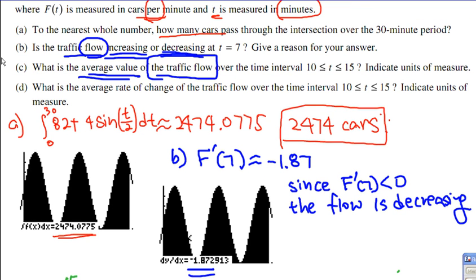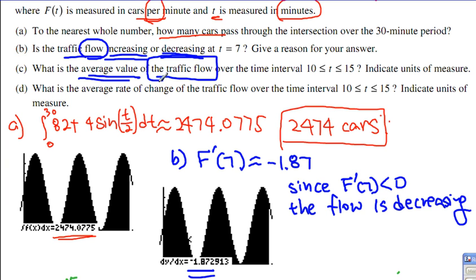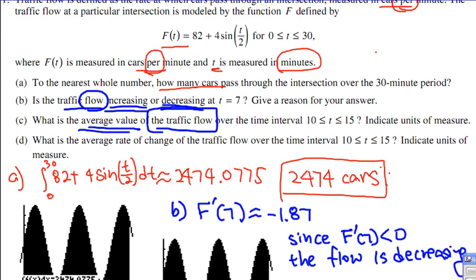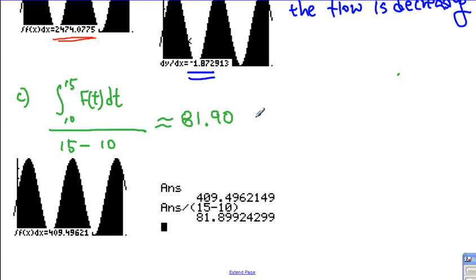Now, did they say about the unit? Indicate the units of measures. Since the traffic flow was in terms of cars per minute, average value will still be the cars per minute. Another way of looking at it is cars, integral gets you the number of cars, divided by the word per implies the division. Minute comes from 15 minus 10. So there it goes. That's our C.